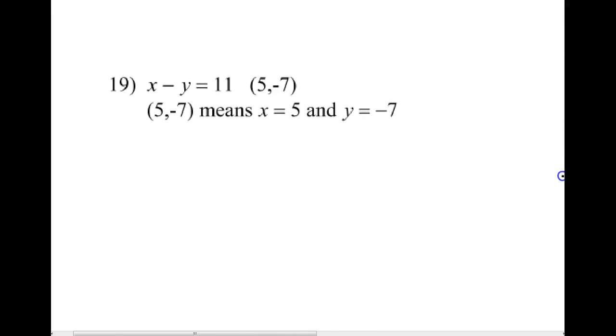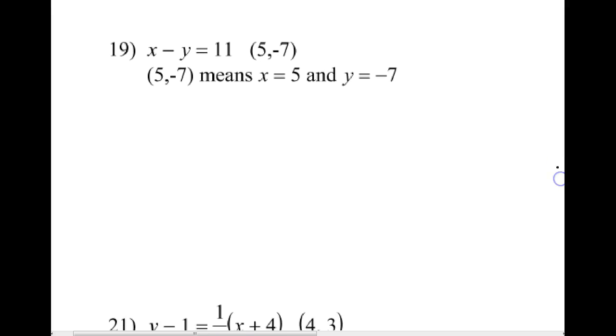Let's go down to here. A little review for graphing linear equations, straight lines. That's how we did this, y equals mx plus b and all that stuff. So instead of one thing, you have an x and a y, so you have to check both.